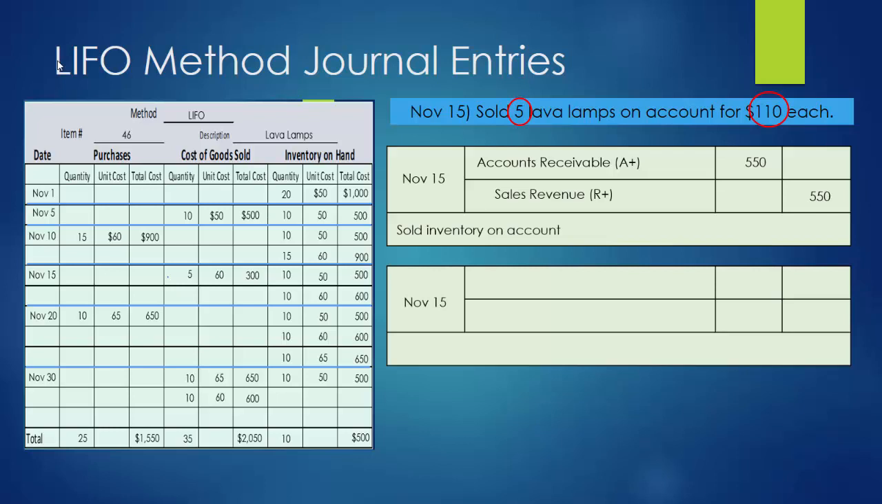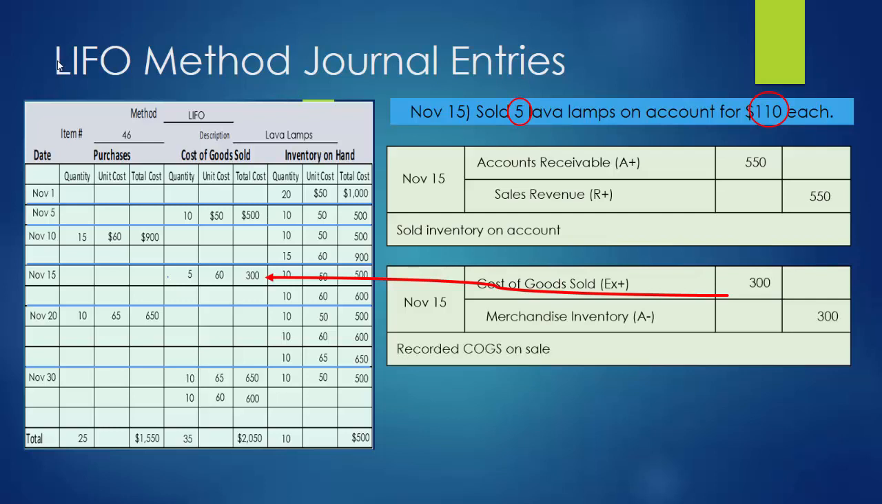And then on November 15th, we're going to record the expense portion. It's always a debit to cost of goods sold. Let's go to our perpetual inventory record and see what we put as our total cost of goods sold for our November 15th sale. It was $300. So let's decrease merchandise inventory by that same amount. And once again, we're going to record COGS on sale.